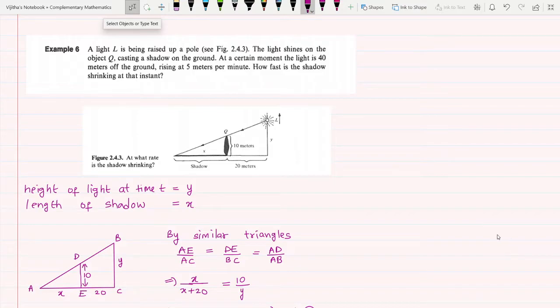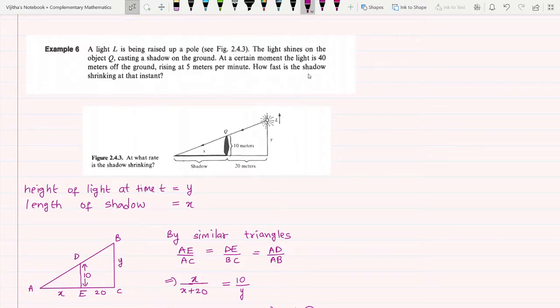Dear students, so now we will see example 6. The question is, a light L is being raised up a pole. See figure 2.4.3. The figure is given. A light L is being raised up a pole. So this is the light L. It is raised on a pole.